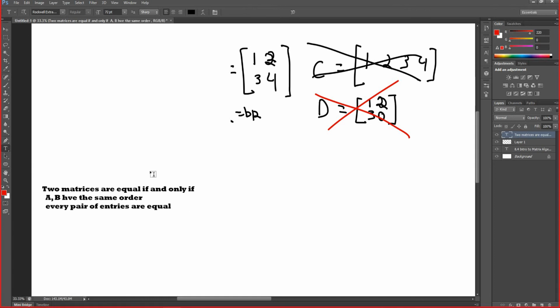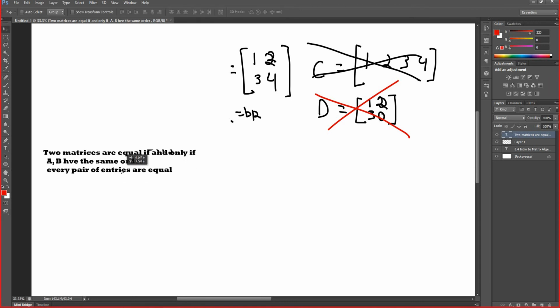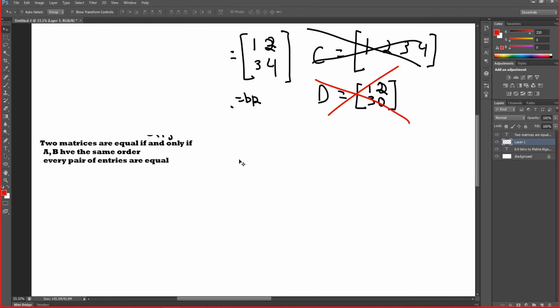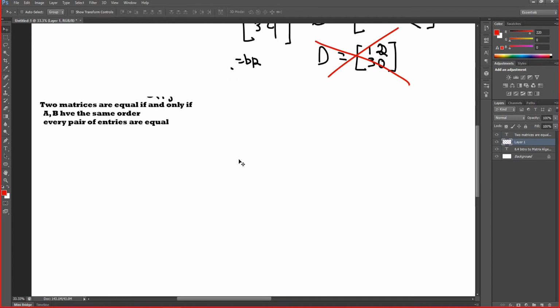Now, again, order becomes very important when we get to our next operations of addition and subtraction. So I'm going to give some quick examples and ask you if you think we can even add them or not.